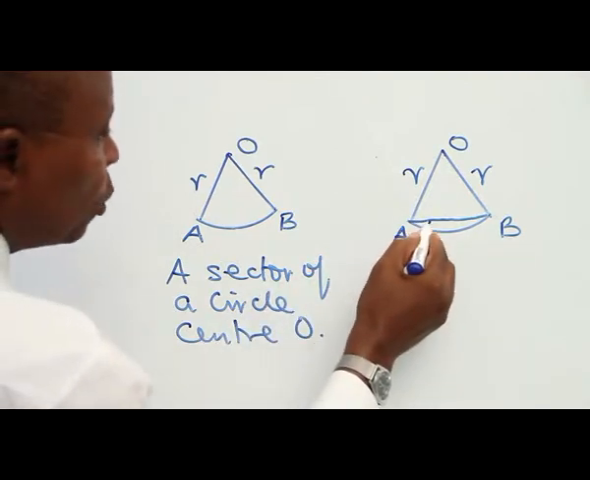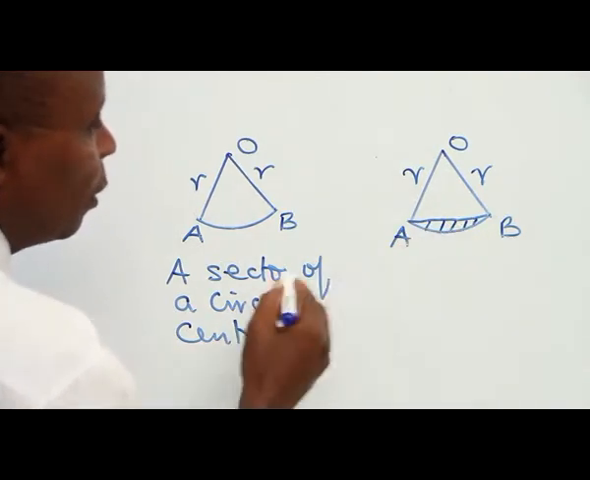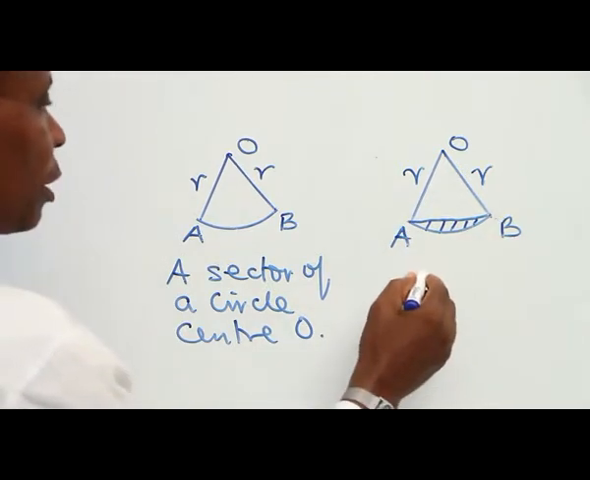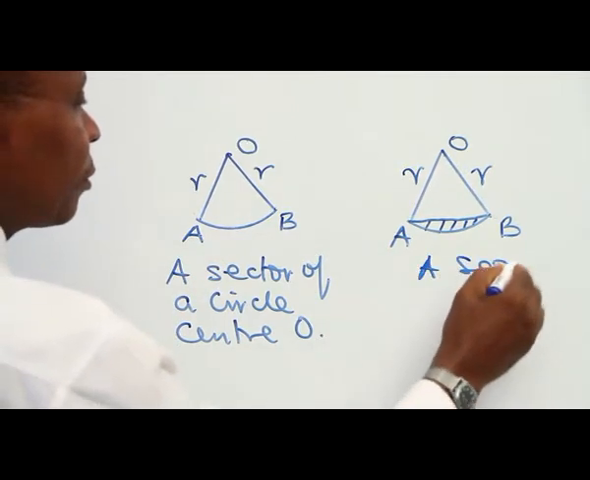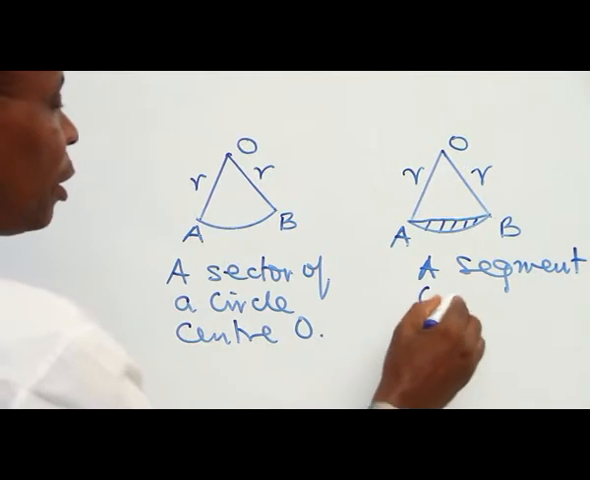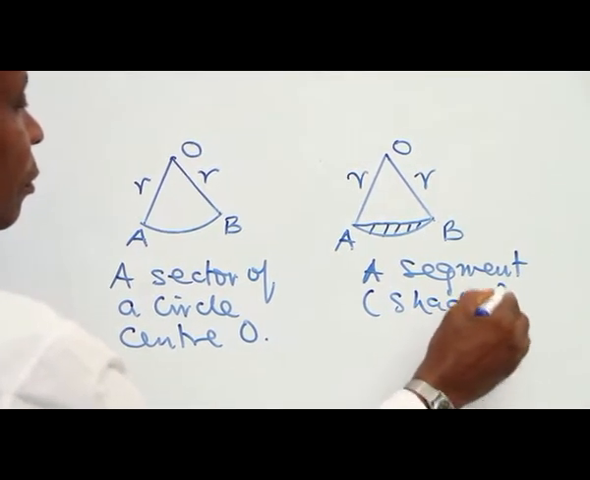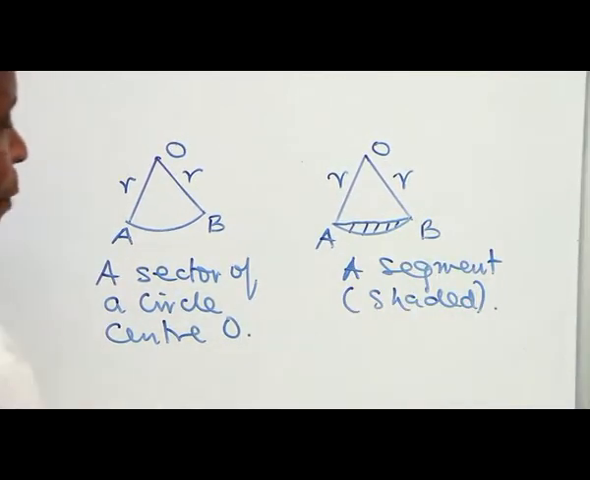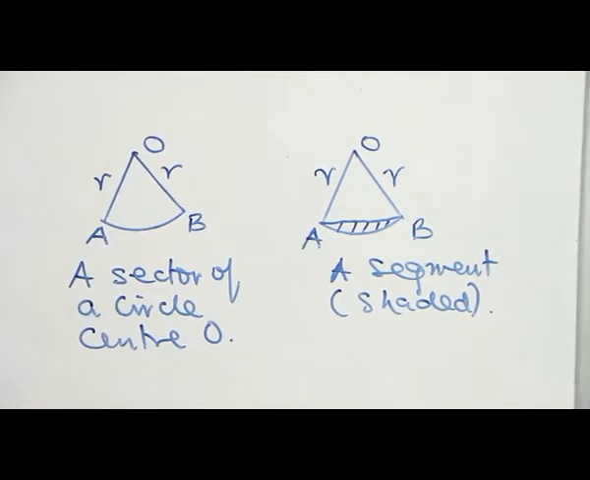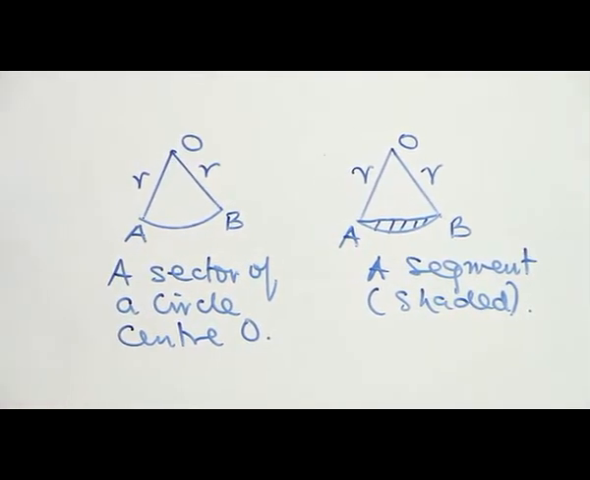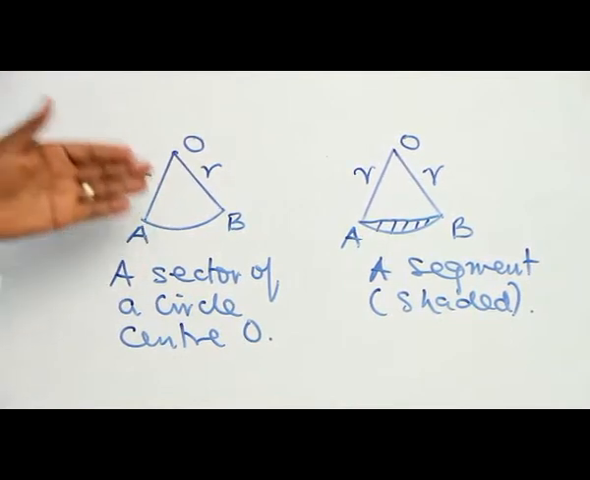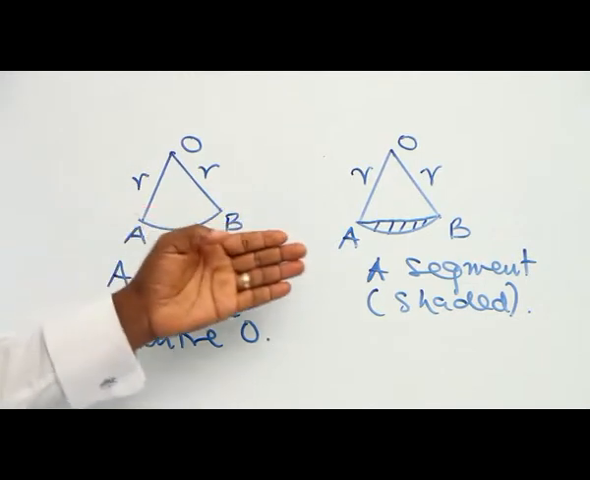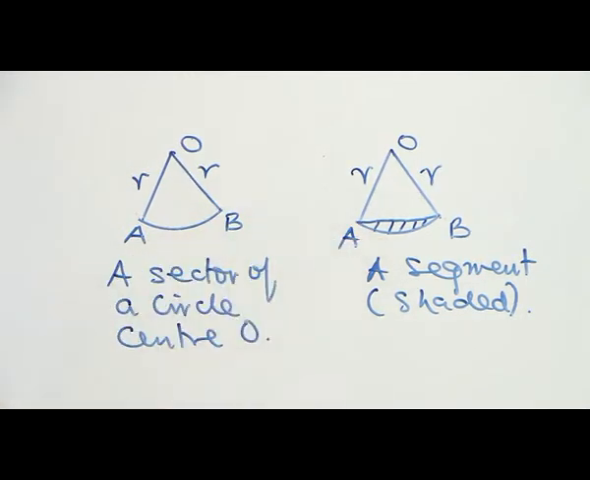Now, this region that I'm going to shade, bounded by the chord and then the arc, is called a segment. This is a segment, the region that is shaded. And this region is bounded by a chord AB and then arc AB. So we are now interested in looking at the area and the perimeter of a sector, and then of course the area of a segment.